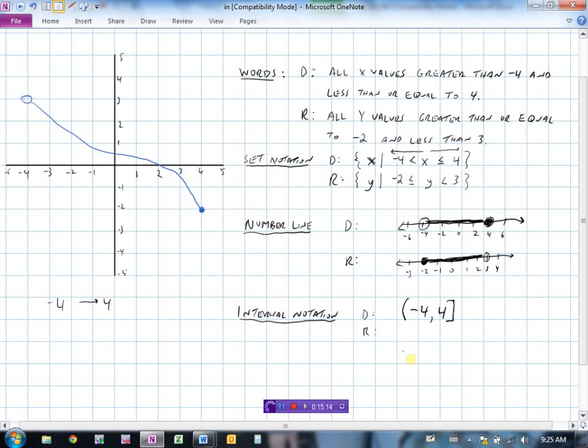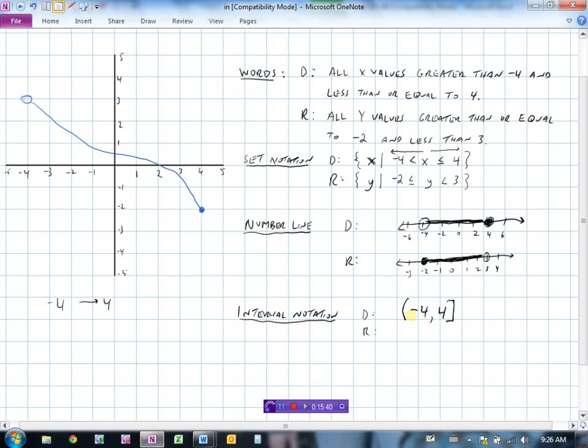So interval notation looks like this. The lower limit goes here. The upper limit goes here. And then we've got a square bracket if we can include this point, and we have a round bracket if we can't include this point. So really, when you see something like this, this is expressing the domain of the function. It's all x values greater than -4 and less than or equal to, because we have a square bracket, +4.